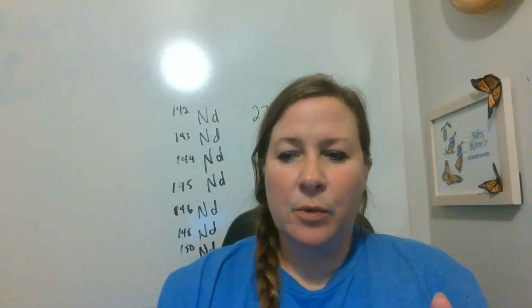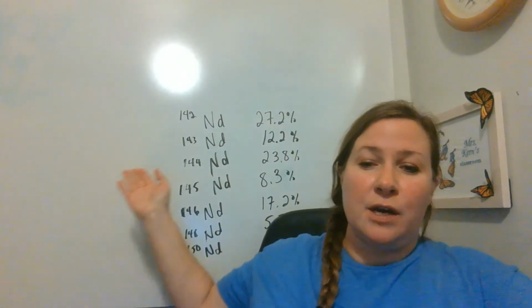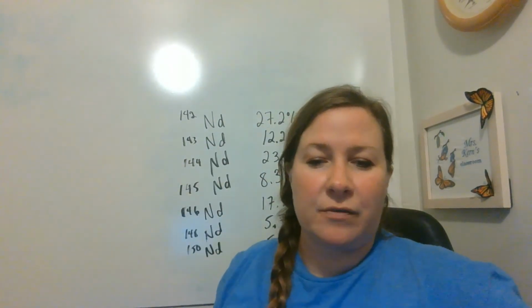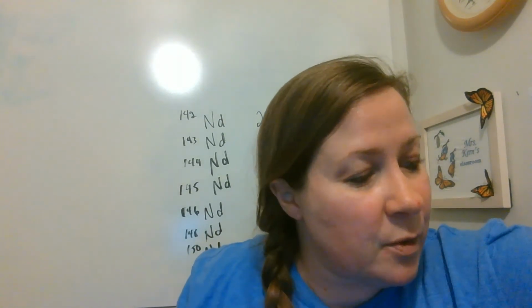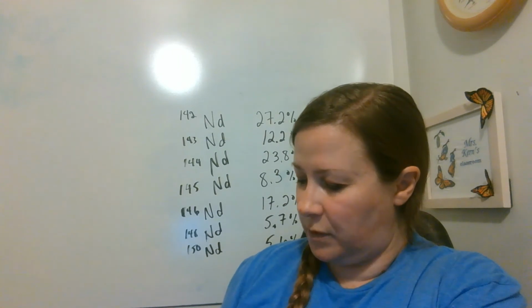Okay, we're going to do one more practice problem here. I decided to look up different isotopes and their relative abundances, and I decided to go with neodymium. You can see behind me here, I've got neodymium. So I'm going to do the math here. I'm going to get my calculator out on my cell phone.